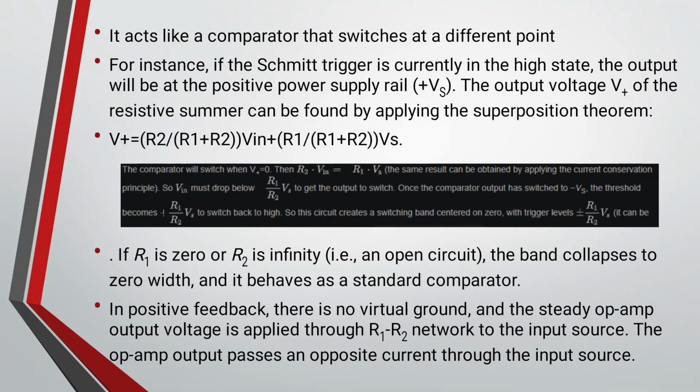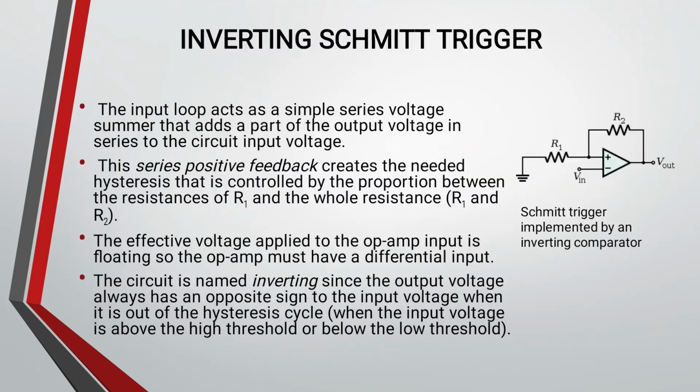For instance, if the Schmitt trigger is currently in the high state, the output will be the positive power supply rail plus Vs. The output voltage V plus of the resistive summer can be found by applying the superposition theorem. V plus is equal to R2 divided by R1 plus R2 times V in, plus R1 divided by R1 plus R2 times Vs. In the positive feedback, there is no virtual ground, and the steady op-amp output voltage is applied through the R1 R2 network to the input source.